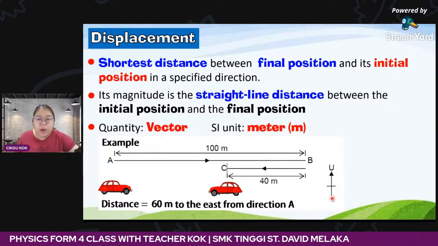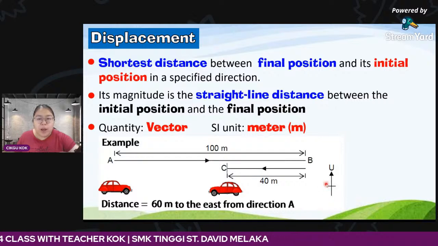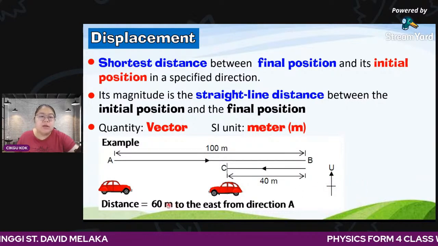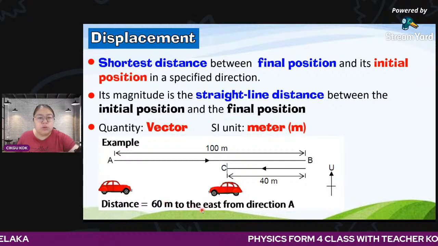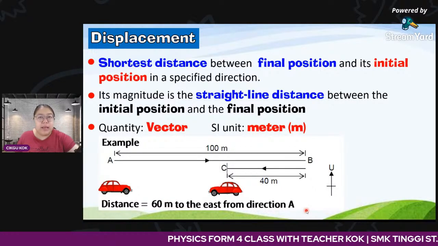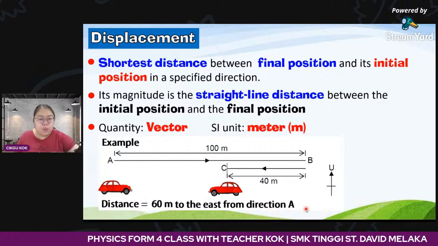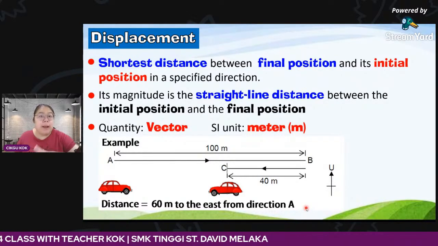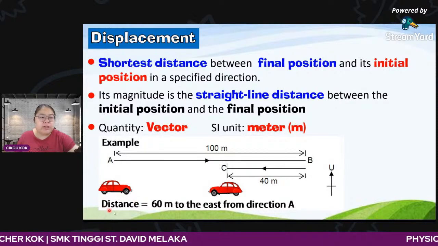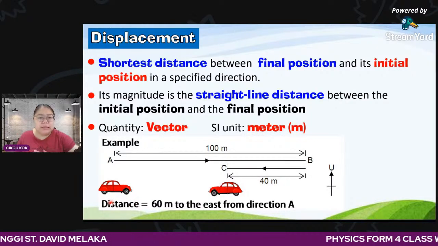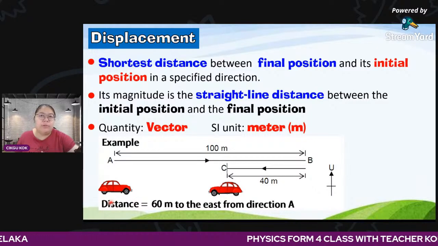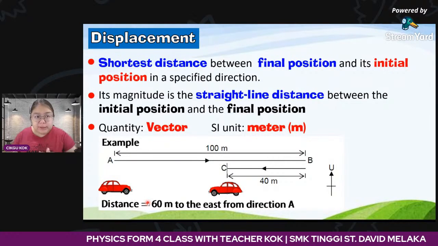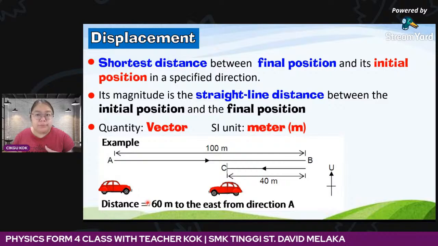Then after that we have west, then south, then west, then north. So when they go to the right-hand side, it is east. So there's 60 meter to the east from A. You need to mention where the object goes. So this one is a displacement. Correction, not distance, that's displacement. For distance, you no need to mention the direction. Hopefully you understand the difference between distance and displacement.